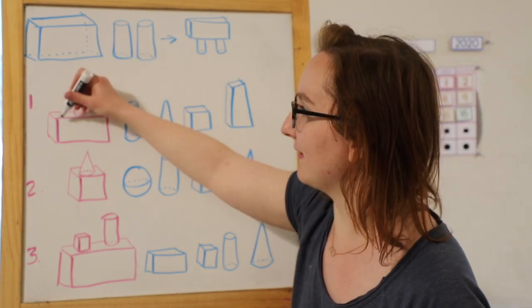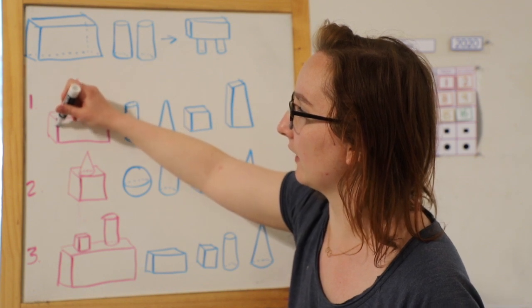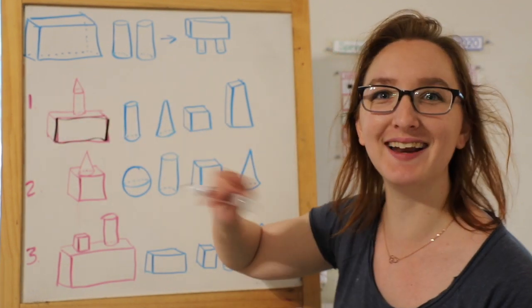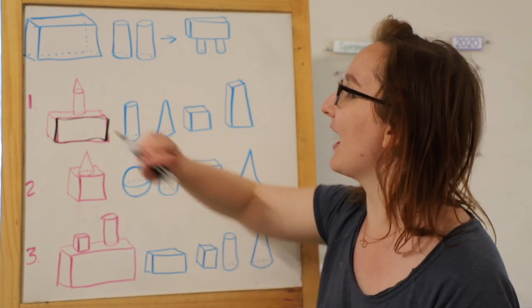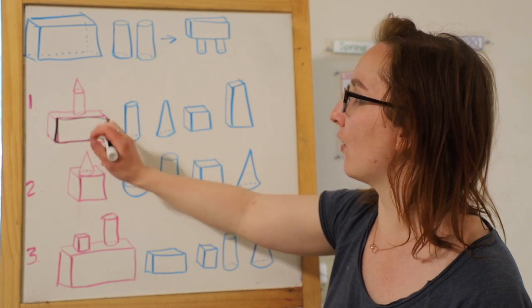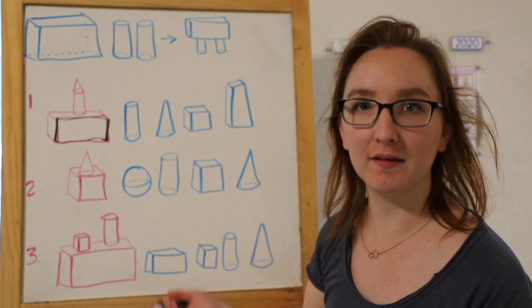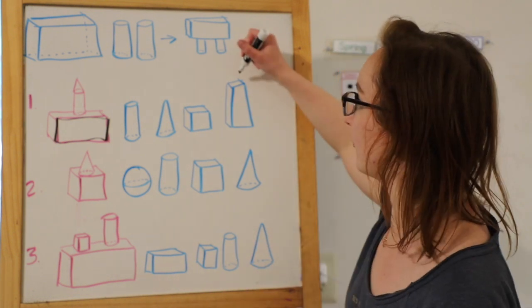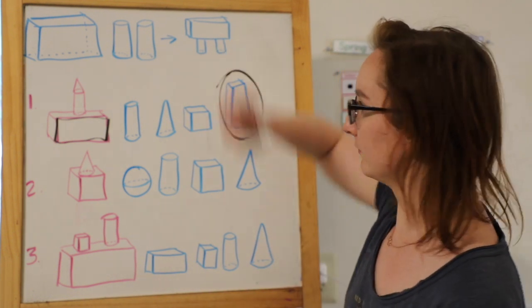So the first shape I see has a rectangular face. Ooh, that was a bad outline, but it has a rectangular face, and it has 6 faces. So my first shape, I know, since it has a rectangular face, must be a rectangular prism. So I'll circle that one first.